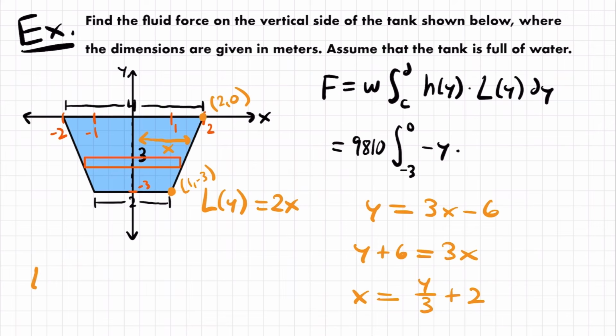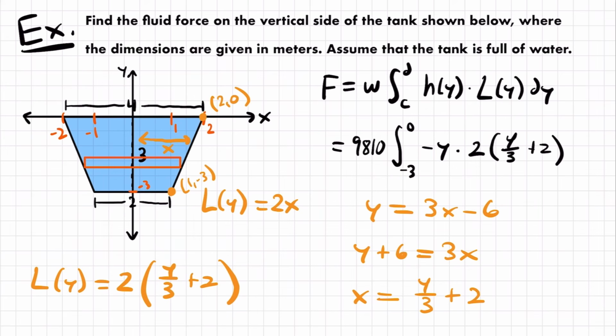And so we will have the length in terms of y is equal to 2 times y divided by 3 plus 2. And so we can replace this function for L of y in our definite integral, and so we will have negative y times 2 times y divided by 3 plus 2 times dy. And now we have completed our definite integral that represents the fluid force on this vertical side of the tank.